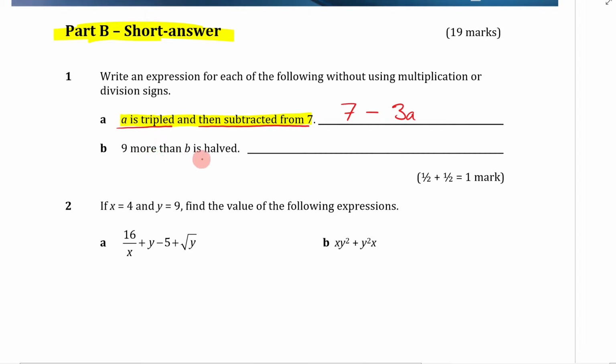All right, 9 more than B is halved. Okay, if it's 9 more than B, that means it's B plus 9. Or you could write it as 9 plus B. The order here doesn't matter because with addition, the order doesn't matter. But then the whole thing is halved. So then you have to halve the whole thing. So we divide the whole thing by 2. So our line here has to be like that.